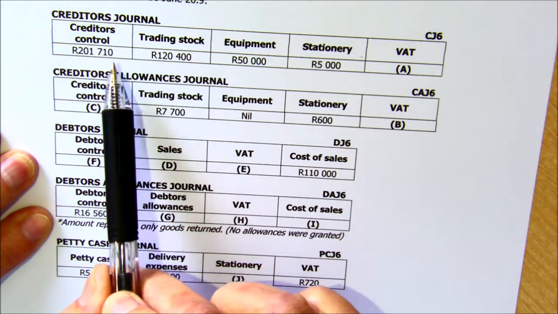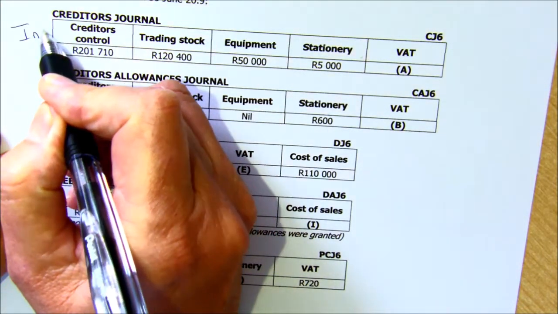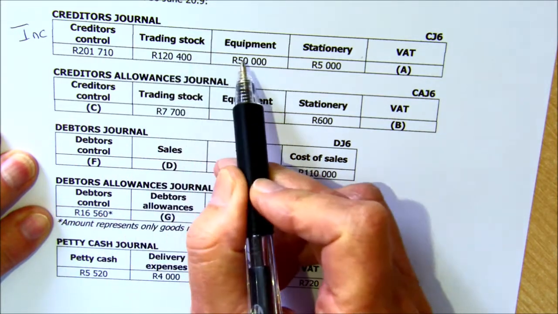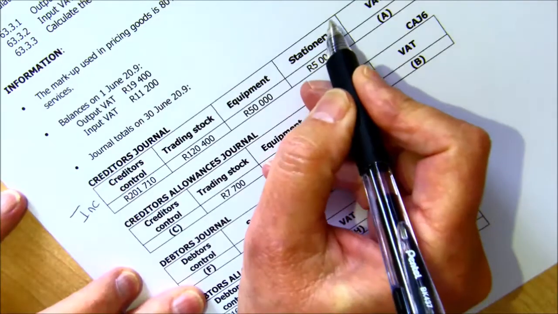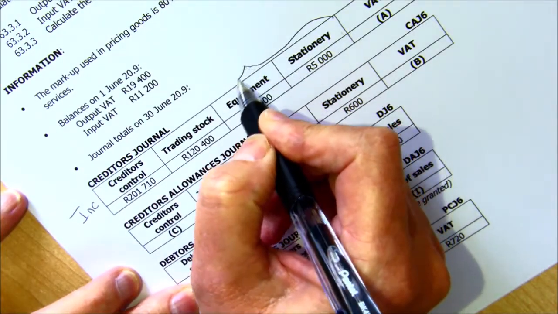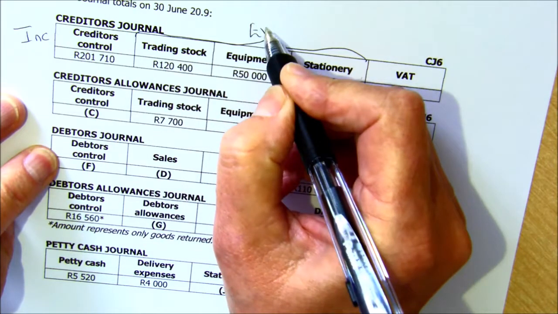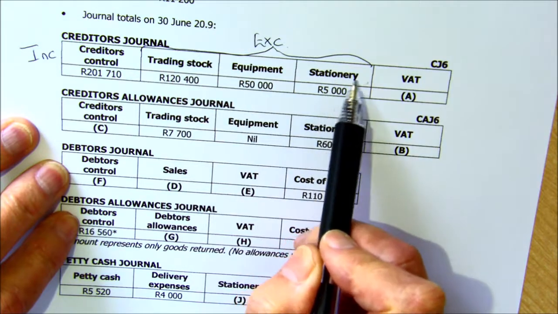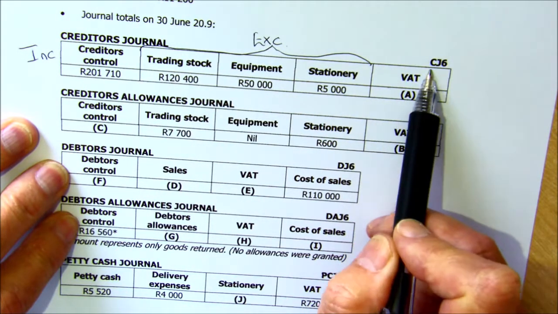So if you look at these figures here, your creditors control is actually the inclusive amount. You owe them the full amount. You owe them for the trading stock, the equipment, and the stationery, which these would then all be recorded at the exclusive amount. On these three figures here, the trading stock, equipment, and stationery, you would then work out your 15% VAT, and that would give you your VAT figure.